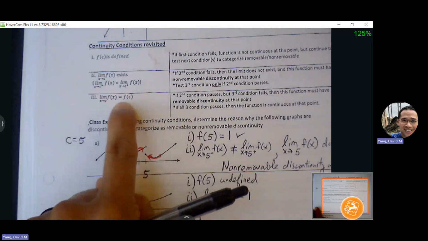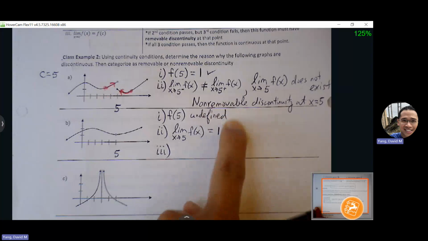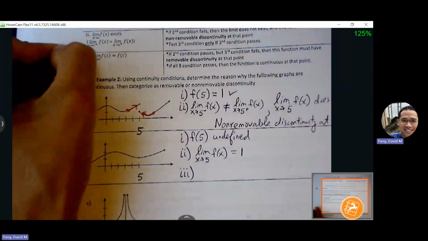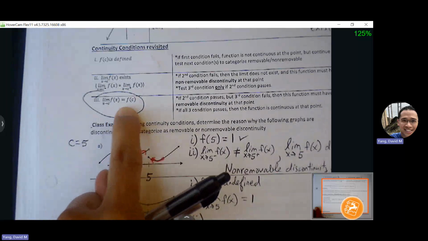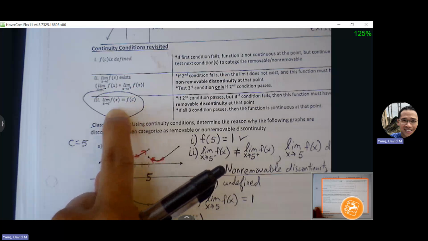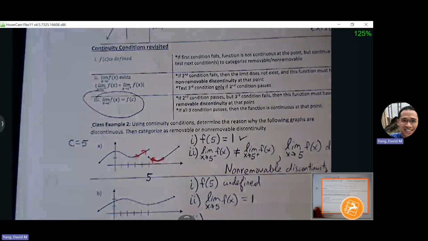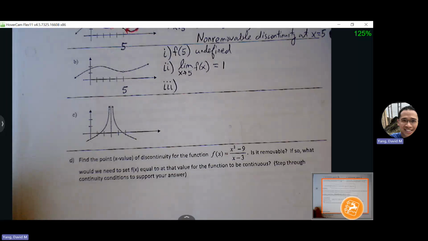Now, the way I want you to write it is, I don't want you to say undefined doesn't equal 1. That is not as clear as we can be. So I want you to write out the third condition exactly as you see it. The only thing you're going to replace is the c value. In this case, what's our c value? 5. So you're going to write out the exact same statement, just replace the c value with 5, and that will indicate that we are justifying that third condition.